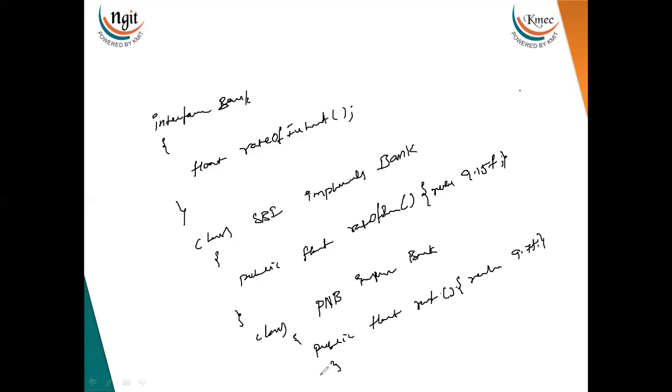Next, what will we do, sir? I want the main method, take the main method and create an object. Then by using that object, if you are calling the rate of interest of SBI, then the SBI rate of interest will be calculated and that will be returned. If you create an object for Punjab National Bank, then the PNB rate of interest will be returned. This is how we are going to use the interfaces, right?